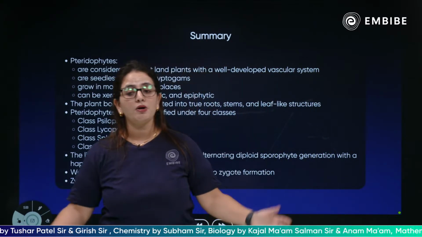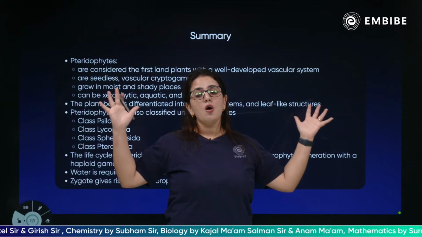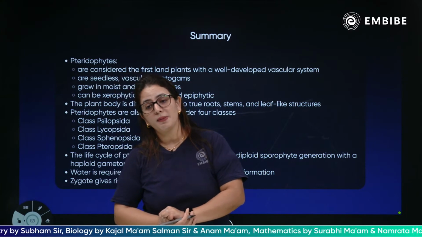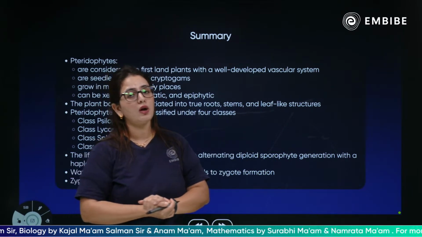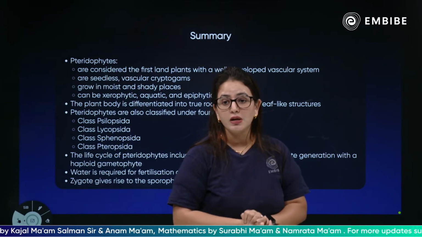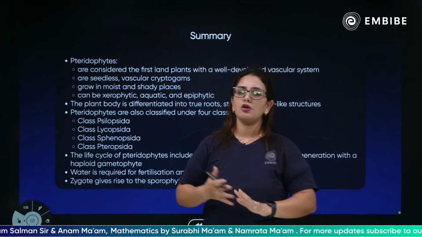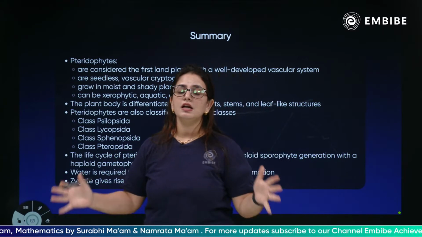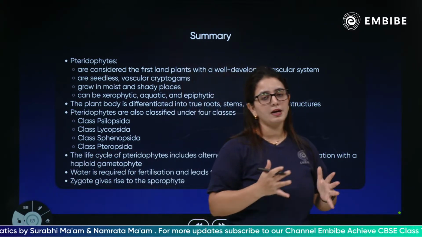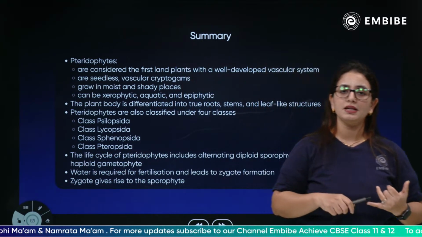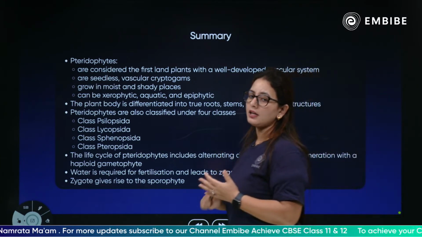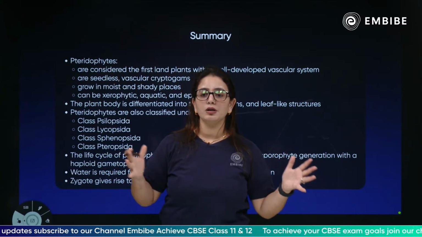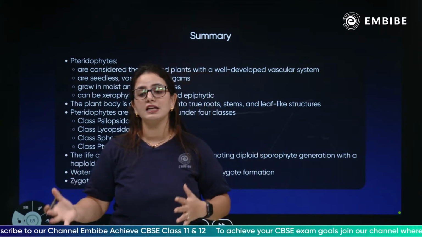We have discussed the pteridophytes, which are the first vascular plants showing root, stem and leaf formation, and they have a vascular system with xylem and phloem also. They have habitats that are xerophytic, aquatic, and of course they are found in the epiphytic condition. The classes of pteridophytes are Psilopsida, Lycopsida, Sphenopsida and Pteropsida. The life cycle of pteridophytes is completely haplodiplontic. They show alternation of generations.